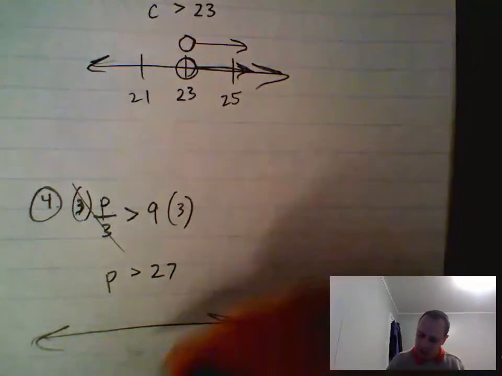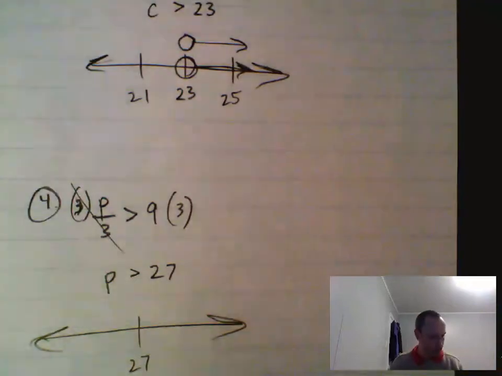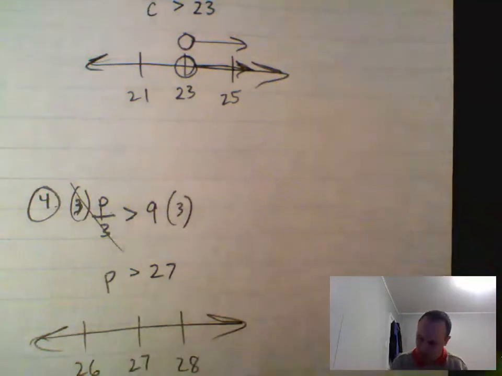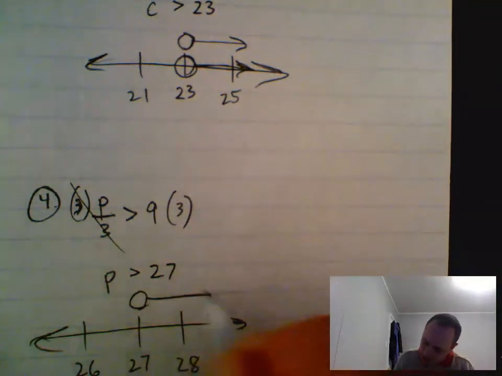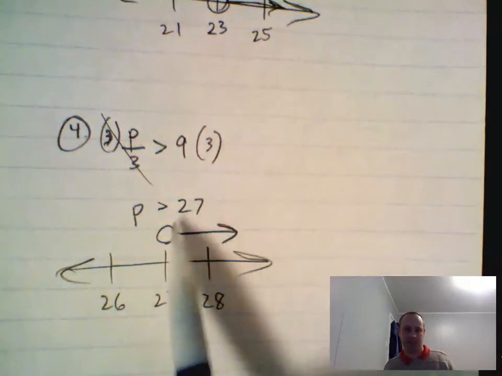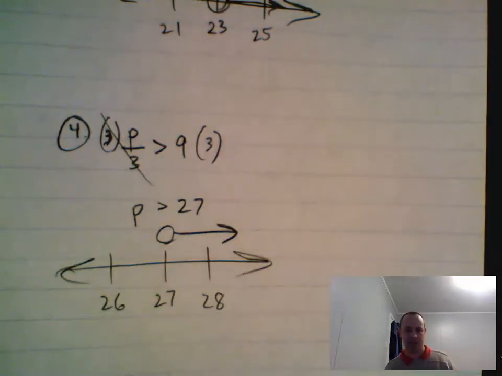So when we do our little line here, there has to be a 27. And if it's greater than 27, we'll have the hollow circle, right? And then it could be, because it can't be equal to 27, and it could go up that way. It could be 28, could be 29.